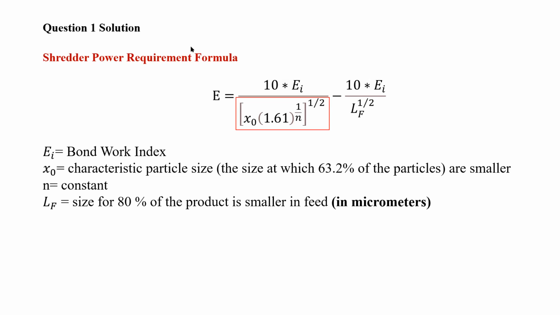For example, the LF value, which represents the size at which 80% of particles in the feed are smaller, is given as 17 centimeters in the question, as I said before. But we should use micrometers, so we have to convert the unit from centimeters to micrometers. A similar situation is valid for the characteristic size, which represents the size at which 63.2% of particles are smaller. To provide unit consistency, we should again use micrometers for the characteristic size.